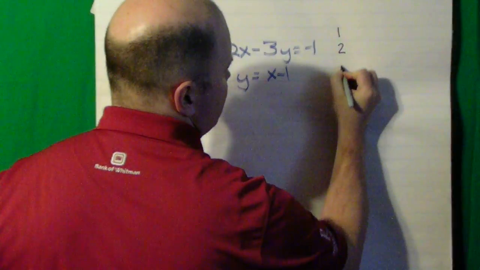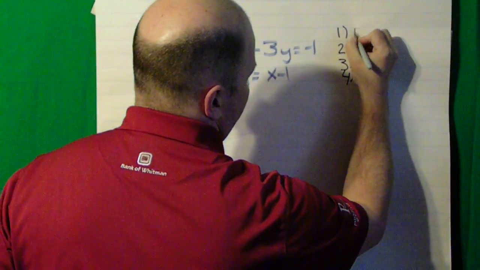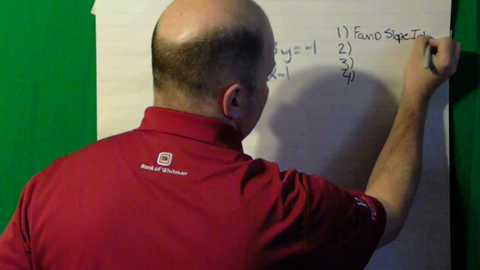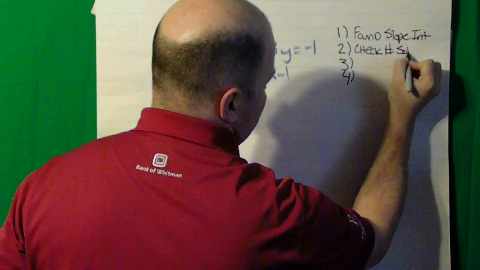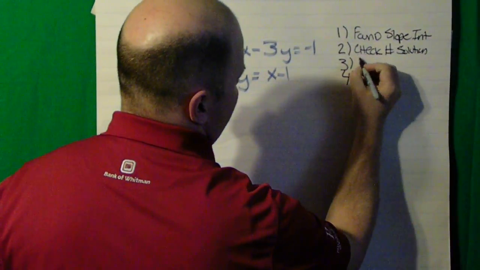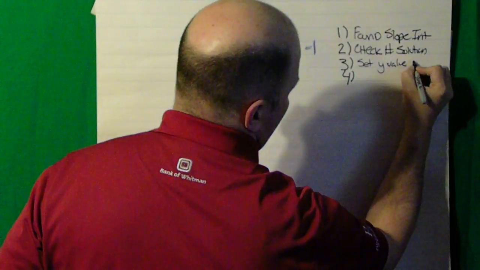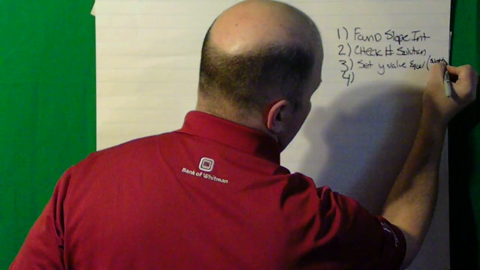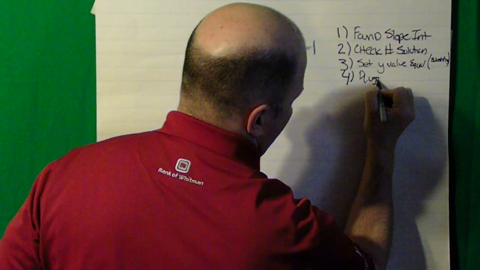So, yesterday we talked about a four-step process. We found the slope-intercept. Then we checked the number of solutions. We set our y values equal, which was substituting. And then we plugged back in once we solved for x.